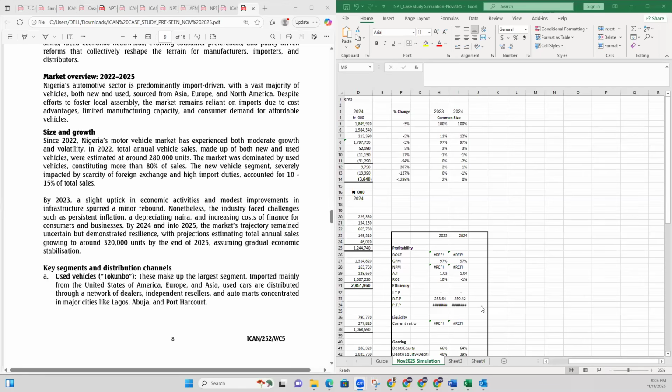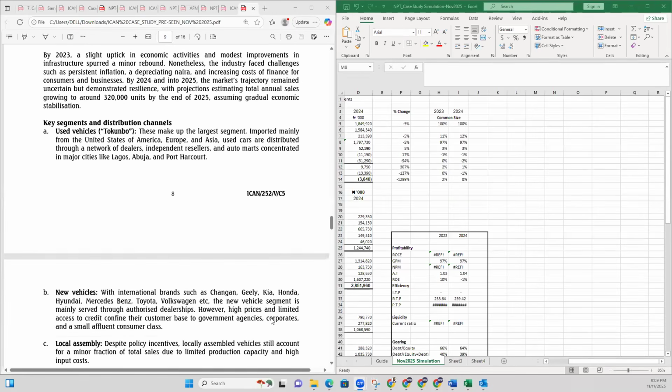Nonetheless, the industry faced challenges such as persistent inflation, a depreciating naira, and increasing cost of finance for consumers and businesses. By 2024 and into 2025, the market's trajectory remained uncertain but demonstrated resilience, with projections estimating total annual sales growing to around 320,000 units by the end of 2025, assuming gradual economic stability. Key segments and distribution channels. A. Used vehicles, Tokumbo.